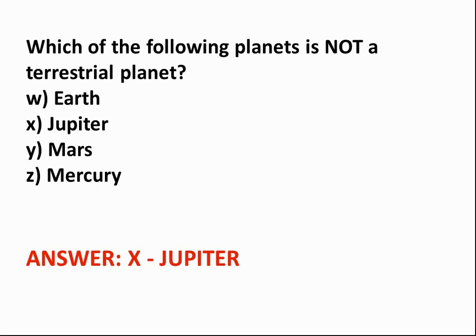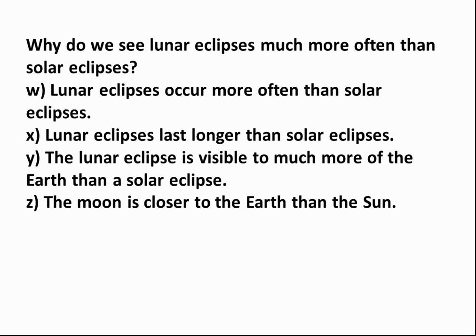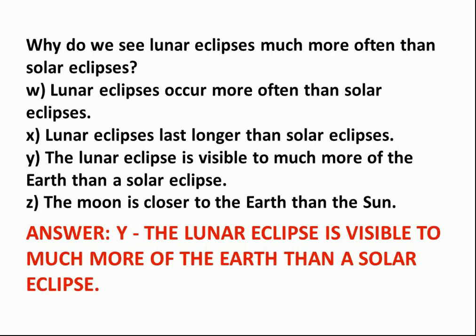Answer: X. Jupiter. Why do we see lunar eclipses much more often than solar eclipses? W. Lunar eclipses occur more often than solar eclipses. X. Lunar eclipses last longer than solar eclipses. Y. The lunar eclipse is visible to much more of the Earth than a solar eclipse. Z. The Moon is closer to the Earth than the Sun. Answer: Y. The lunar eclipse is visible to much more of the Earth than a solar eclipse.